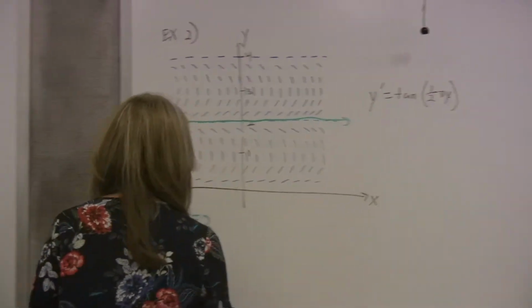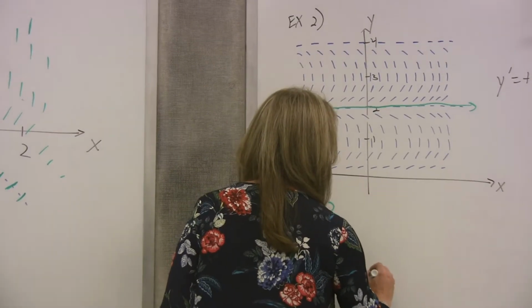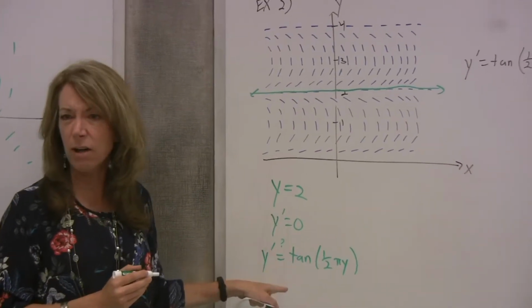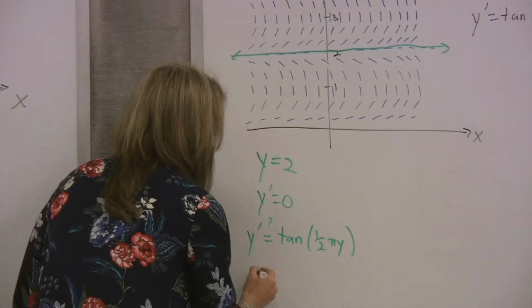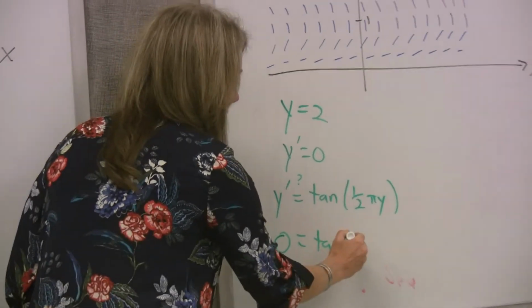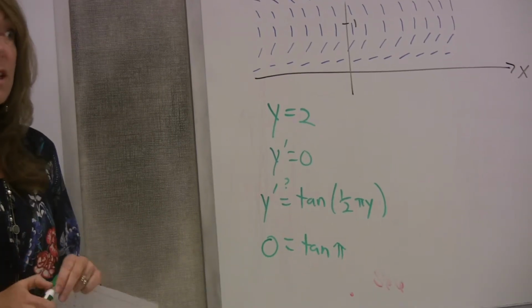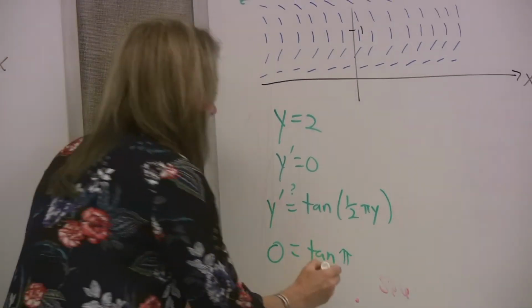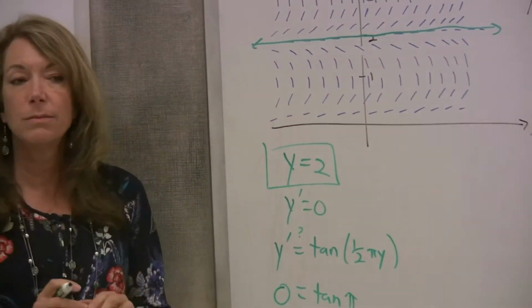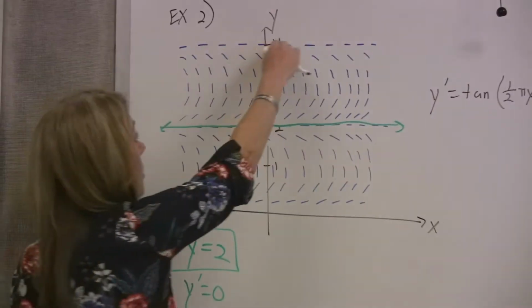Let's check. Is it true that y prime equals the tangent of 1/2 pi y? We're checking to see if it satisfies our equation. Well, we said the derivative was 0. If we put 2 in there, we're going to get the tangent of pi. The tangent of pi is 0. So it satisfies our equation. So y equals 2 is one of our equilibrium solutions. What's another one? Y equals 4, another horizontal line up there.